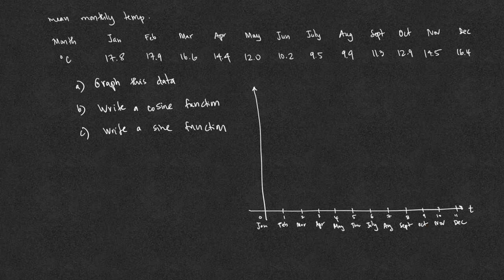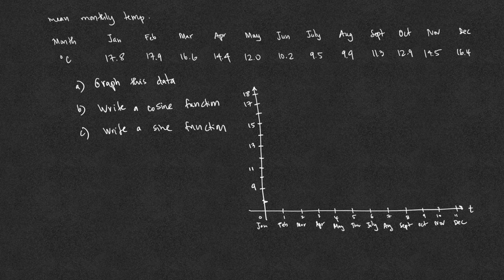The lower temperature is 9.5, so we only need to start from 9. This is not drawn to scale. And the higher temperature is 17.9, so the maximum we need to go is 18. 9, 10, 11, 12, 13, 14, 15, 16, 17, and then 18.